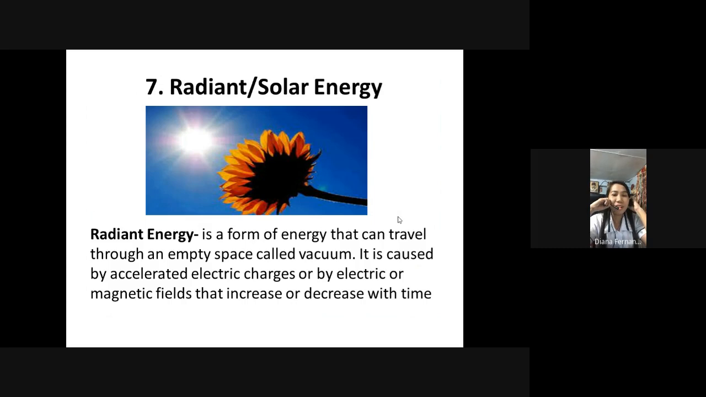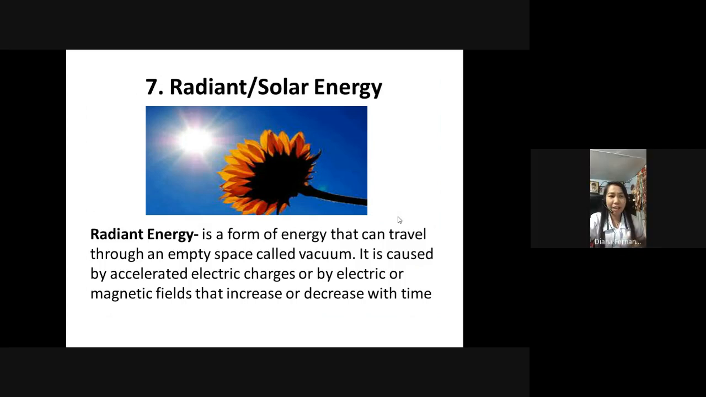So ano yung mga radiant energy na yun? Solar energy and radiant energy. Ano yun? Energy that can travel through an empty space called vacuum. Radiant energy is energy that comes from the sun. Solar energy. Pag sinabi natin solar, sun. Na nagpo-produce ng radiant energy.